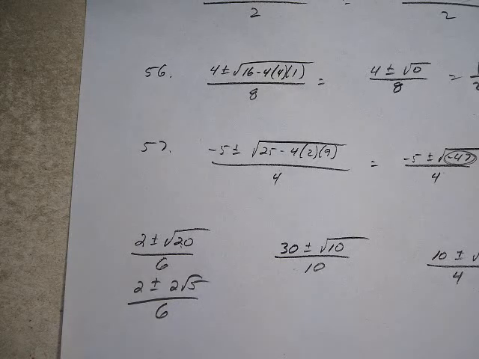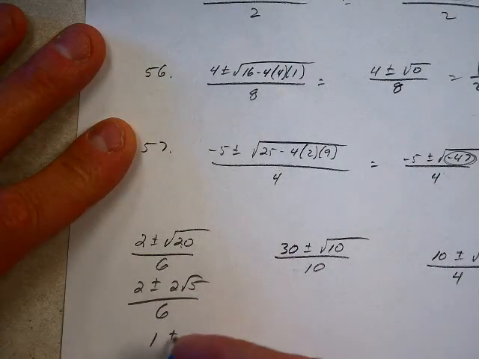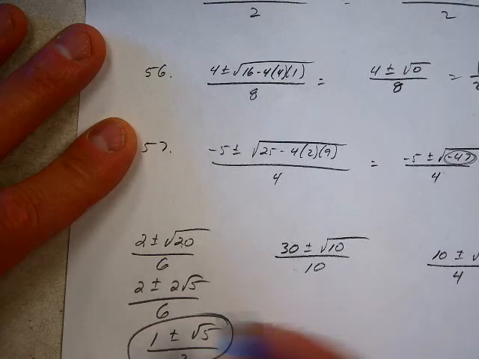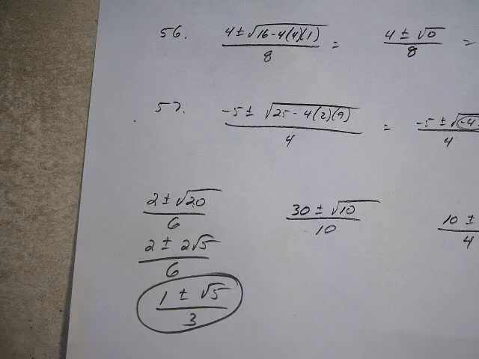Now can I simplify? Yes, I can divide the first term, the second term, by 2, and divide the bottom by 2. So I'd get 1 plus or minus the square root of 5 all over 3. And I'm okay if you leave it like that. You don't have to split it up into two different fractions like you need to with complex numbers.